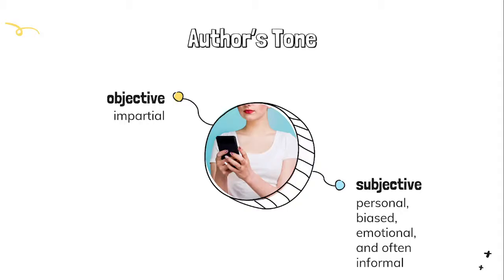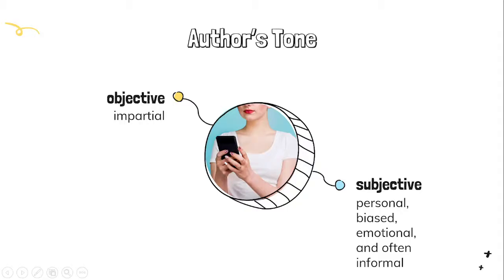Often, objective tone uses higher level words and avoids pronouns such as I and you, thus creating a formal tone. Subjective tone is personal, biased, emotional, and often informal. Please take note that tone is expressed through the words and details the author selects. To determine the author's tone, you must notice how these words and details are used within the writing.